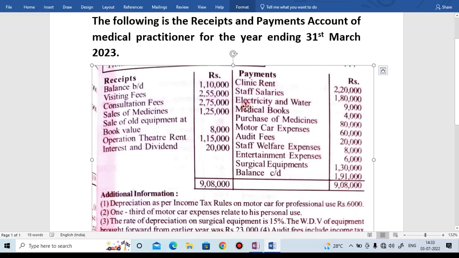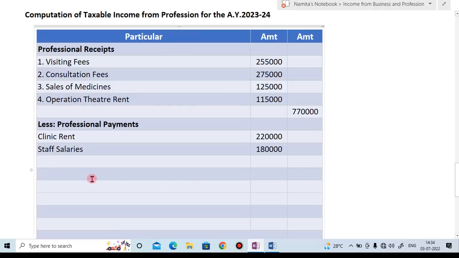After staff salary, electricity and water. Electricity and water is 9,000. If electricity and water is used in the hospital, obviously it will come under the professional payment. So electricity and water 9,000.